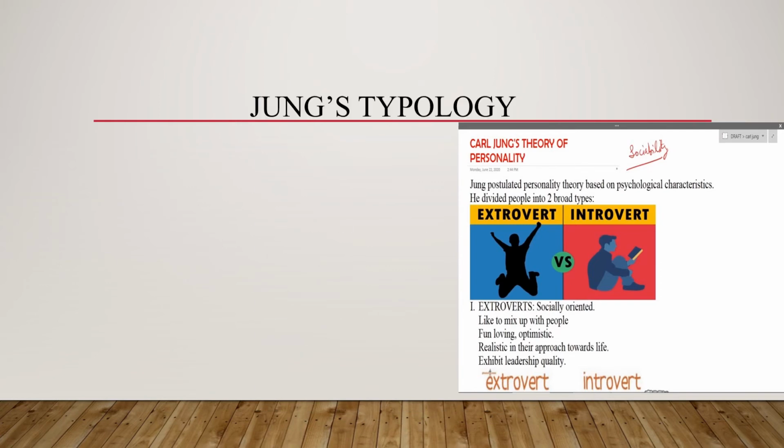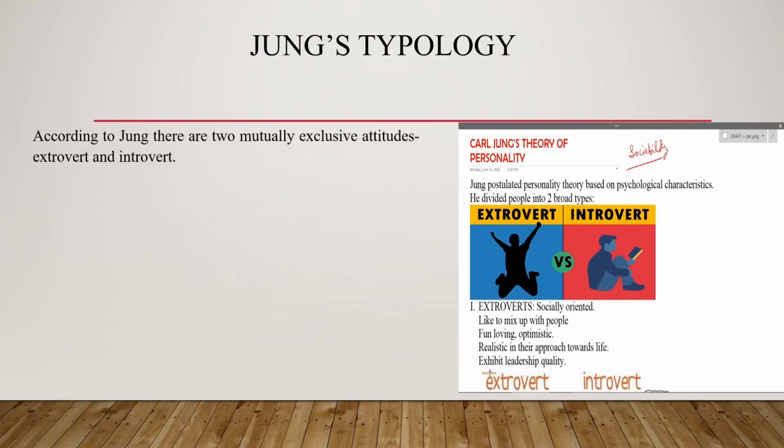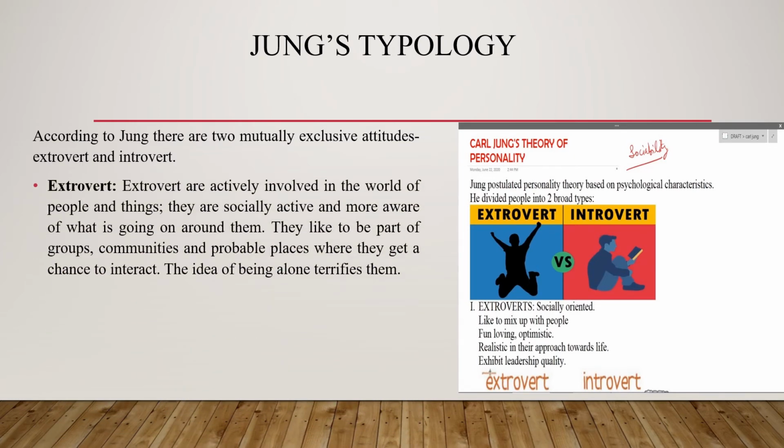So let's see another classification made by Jung. According to Carl Jung, there are two mutually exclusive attitudes, that is extrovert and introvert. So let us see extrovert. I'm sure you all have heard this word, extrovert. I'm pretty sure many of your teachers must have told you about it, or maybe you know it by yourself. So what do you understand by extrovert?